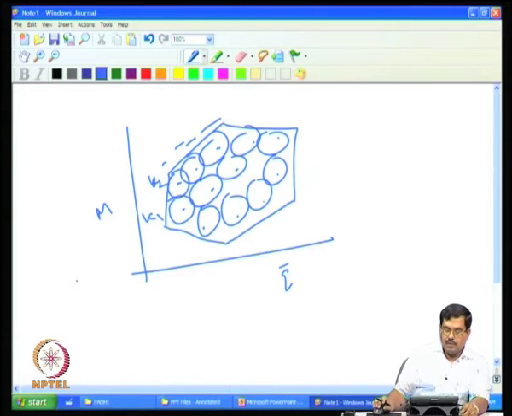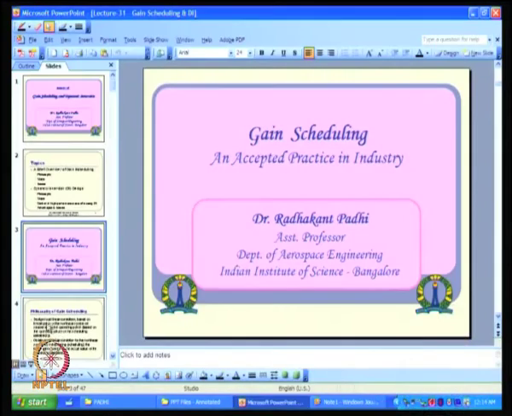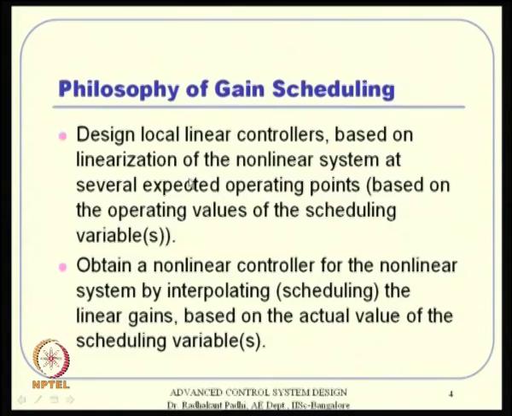Now, if you have this kind of interpolation, that means you are invoking Mach number and dynamic pressure as free variables, so it becomes a 2-dimensional interpolation. Suppose you are operating somewhere here, it should see the neighboring gains, and based on the neighboring gains you should try to interpolate what the gain should be at that point of time. That way you will be able to cover the entire domain. So, that is the philosophy of gain scheduling, and that is what is written here.